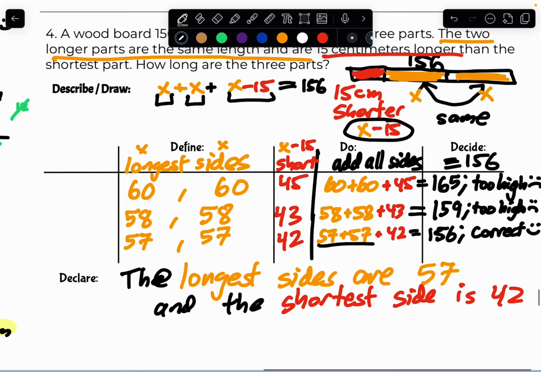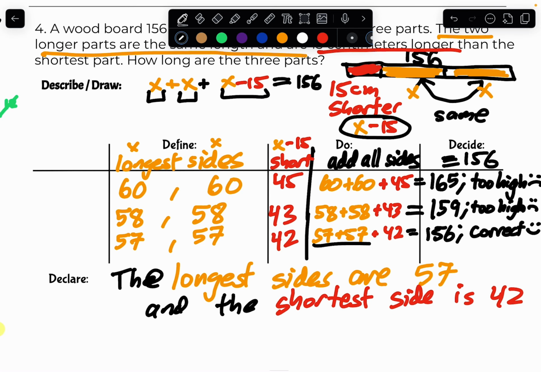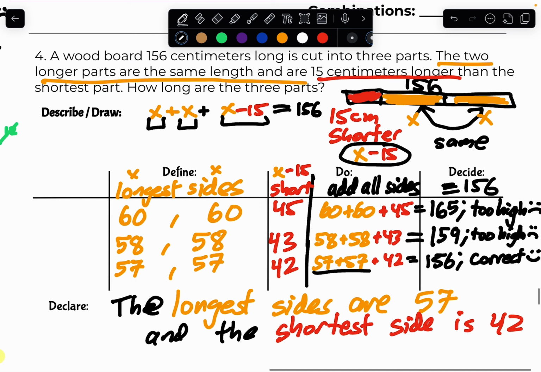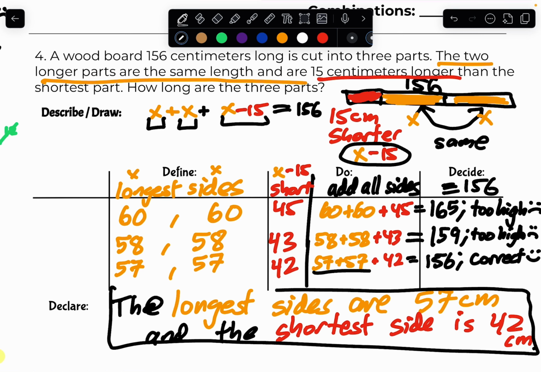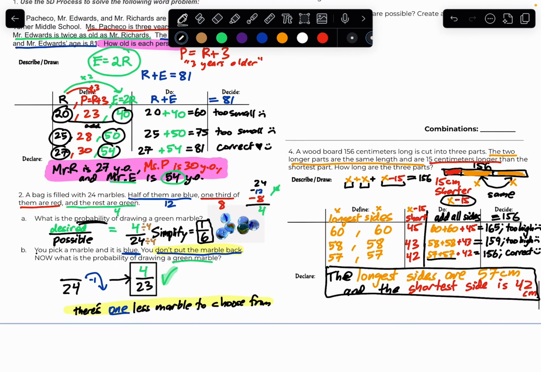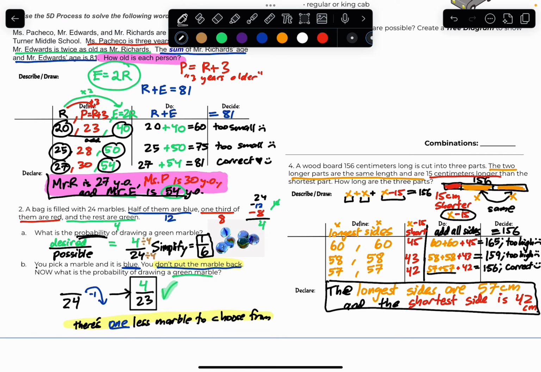This is good, but it's not fully correct. Is it 57 inches, centimeters, miles? How long is it again? We're talking about centimeters. So make sure to include centimeters in your answer. I think a lot of you did that and you got it right. So this should be your final answer. I'm gonna box my answer. I'm gonna also box my other answer on number 1.